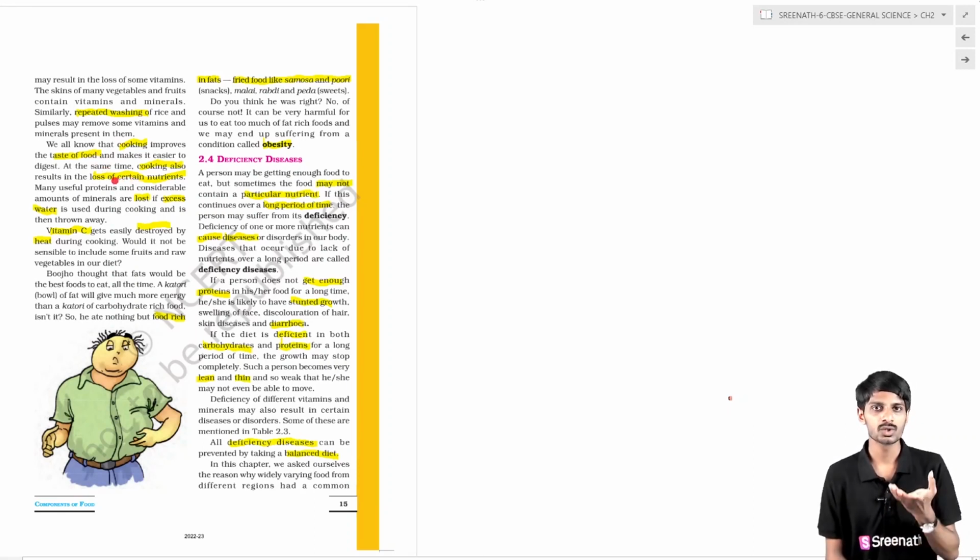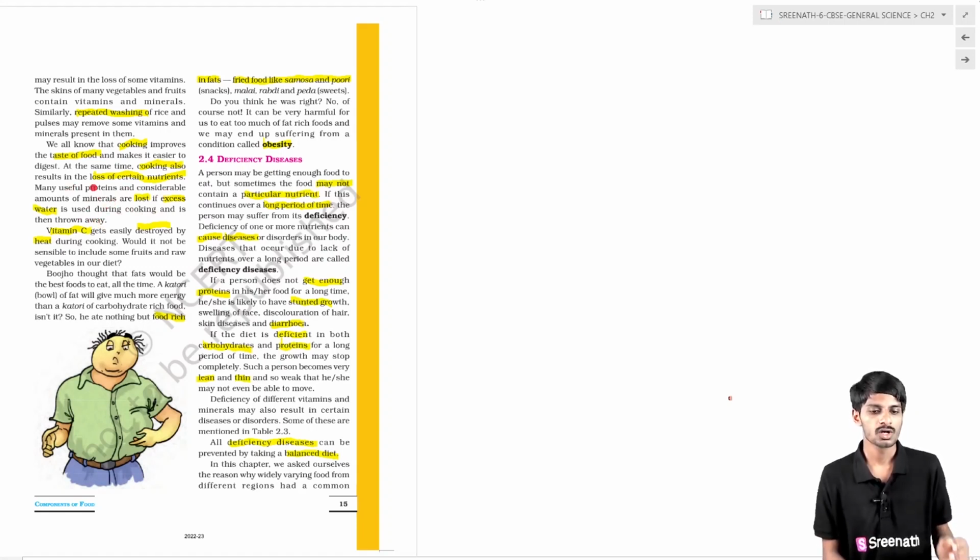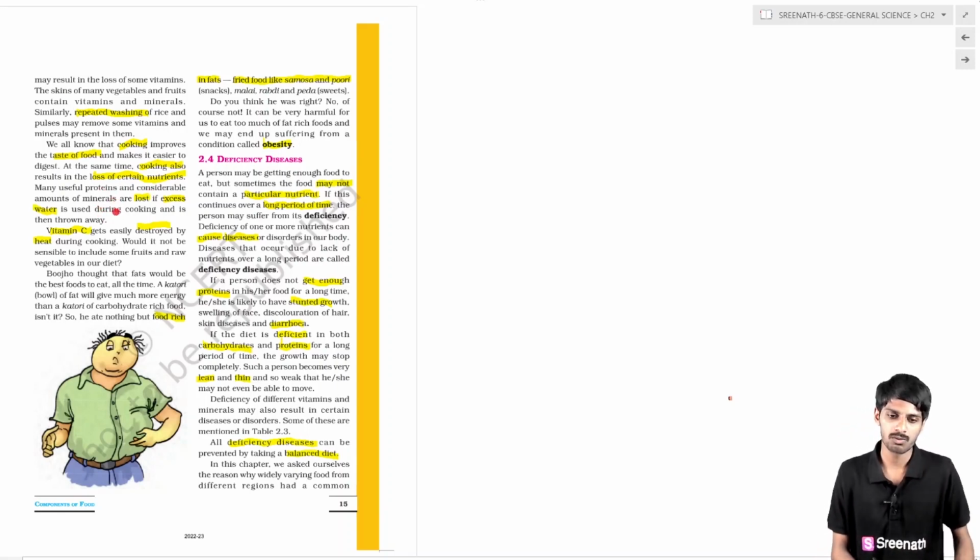If you heat food, vitamin C will be lost from the food items. So cooking also results in the loss of certain nutrients. If excess water is used during cooking and is then thrown away, many useful proteins and considerable amounts of minerals are lost. Whenever you remove that water, so many proteins will be removed from your food.